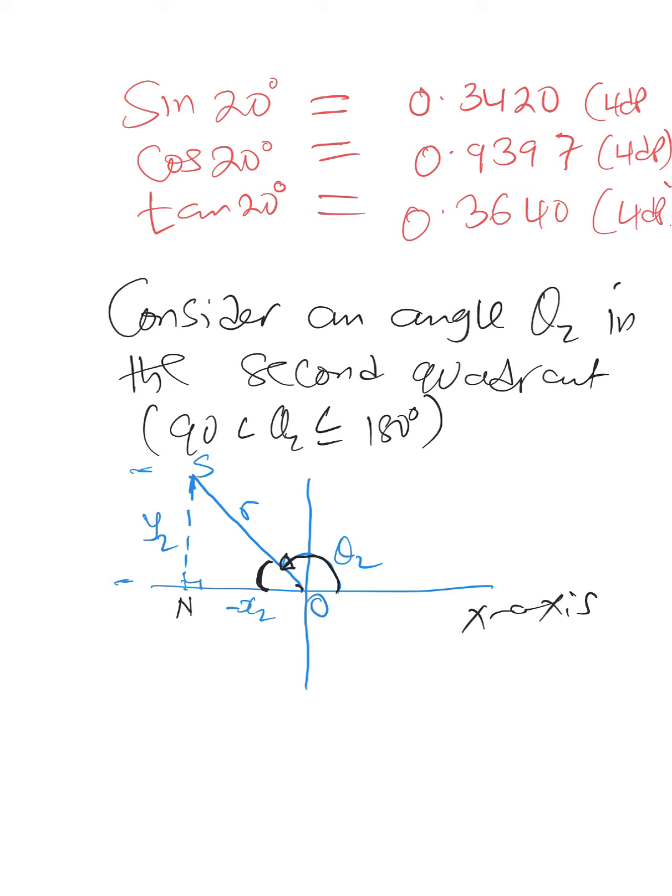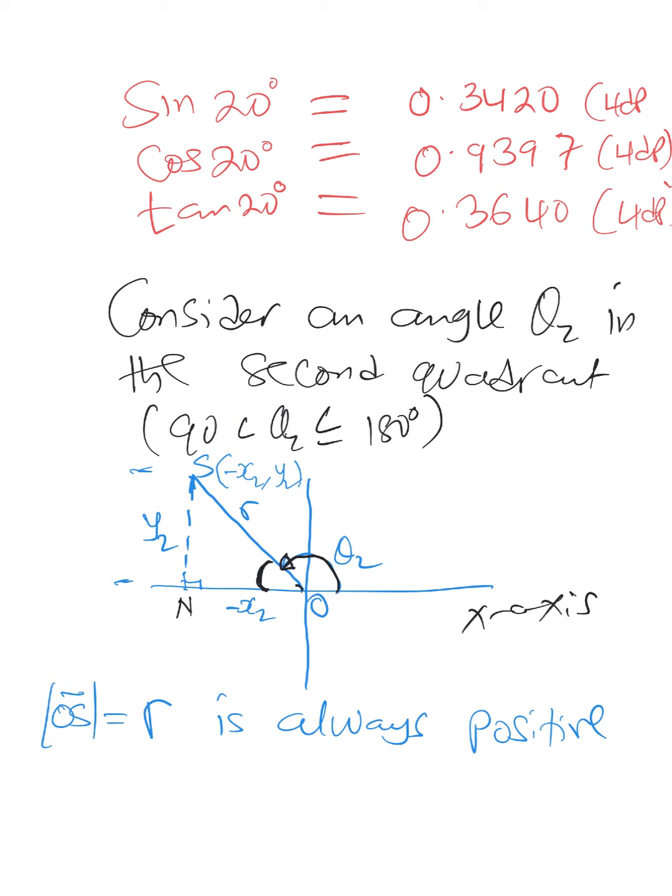In real terms, if you go ahead and plot a coordinate in the second quadrant, you are going to discover that the x value is going to be negative and the y value will be positive. So this is minus x2 and then y2. Before I go ahead, I will say that r is always positive. r is the length of the vector from O to S. That length, which I'm calling r, is always going to be positive, irrespective of the quadrant. It will always be positive.